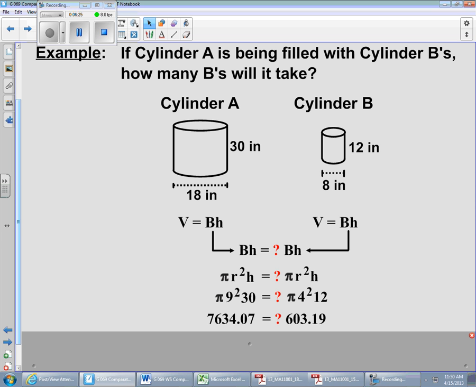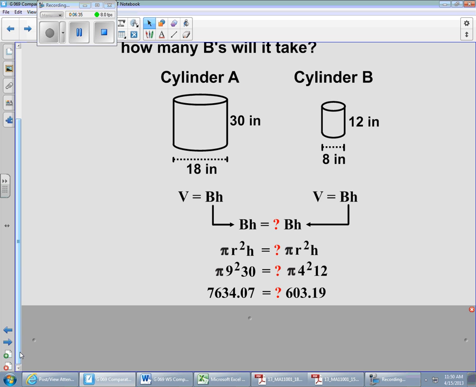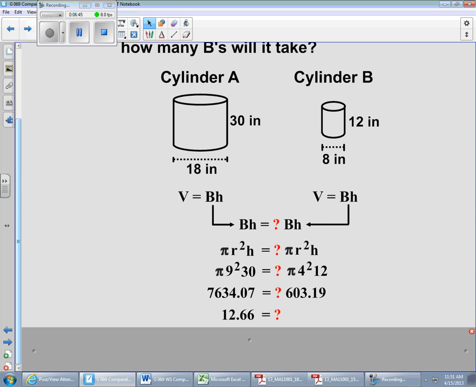So there's only one other thing to do. Got to get the question mark by itself, which means this 603.19 does not need to be there. How do you move that to the other side? Divide it, right? This is question mark times 603.19. We'll divide both sides by 603.19, and the question mark is 12.66.